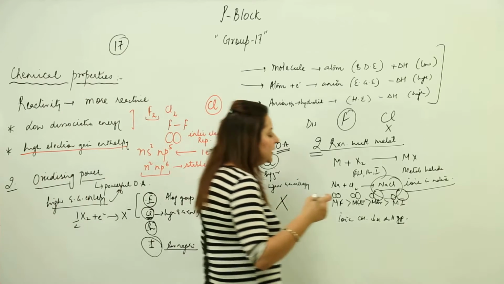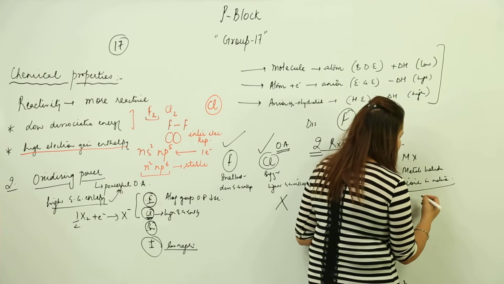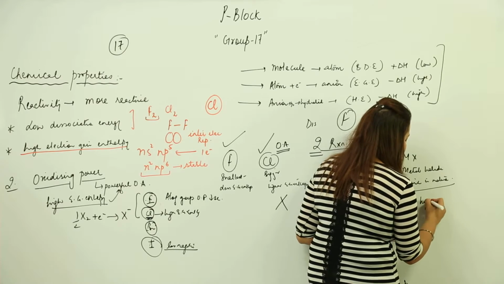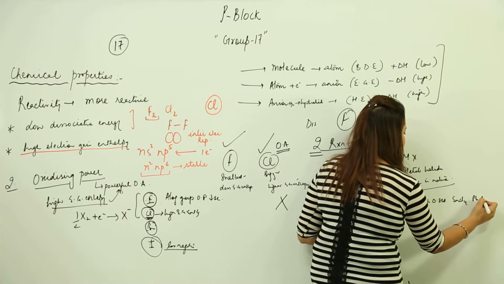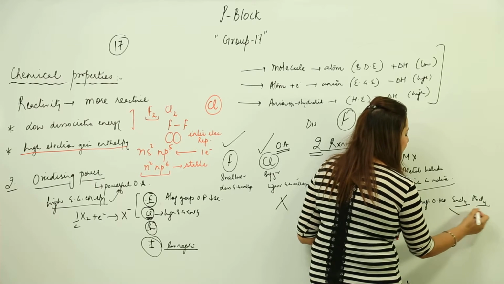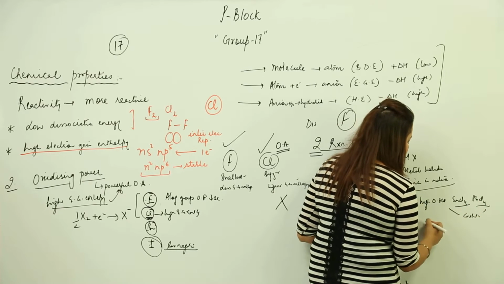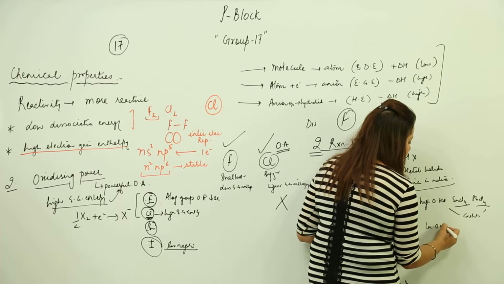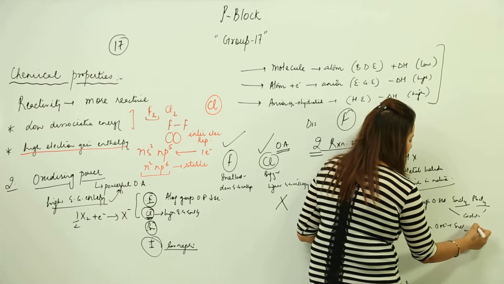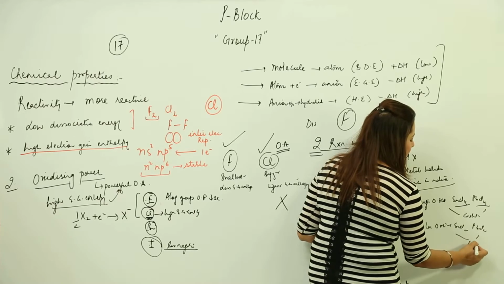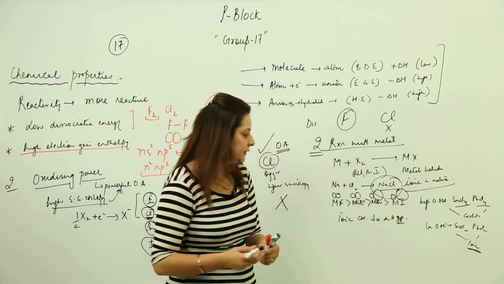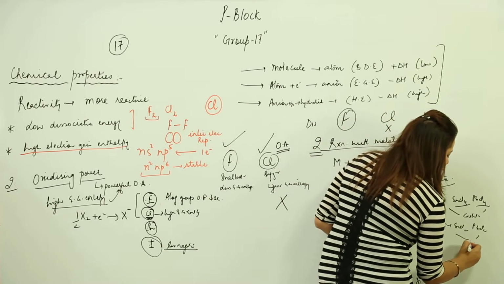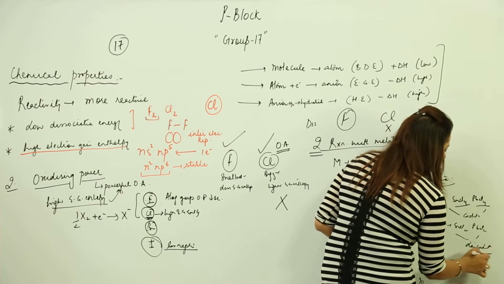And moreover, we have seen that whenever the halide is present in a higher oxidation state, like for example SnCl4, PbCl4, they are actually covalent in nature. But when they are present in a lower oxidation state, like SnCl2, PbCl2, they are much more ionic, or you can say less covalent as compared to SnCl4. So we will say they are less covalent in nature.